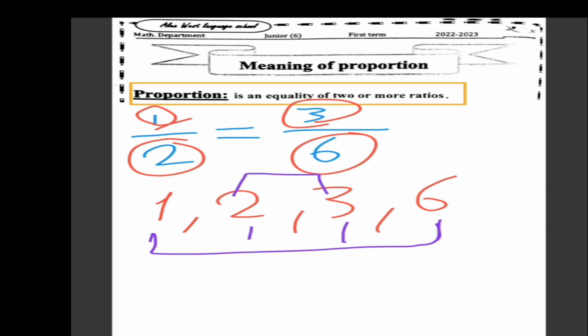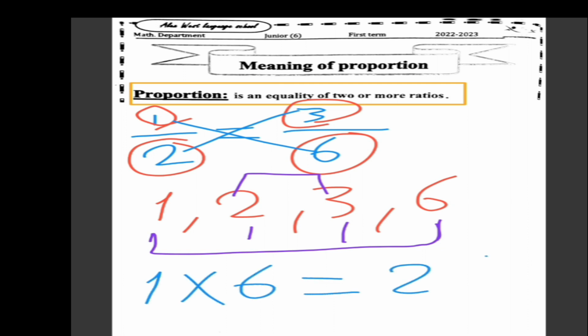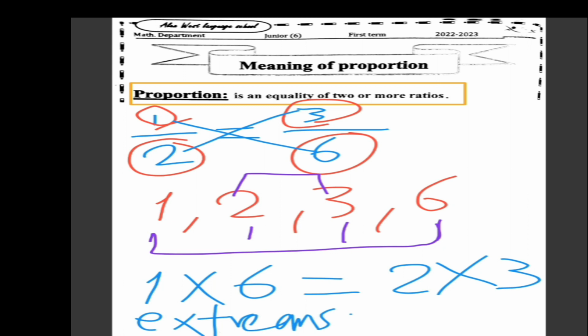We have here a property of a proportion: the product of extremes equals the product of means. If we make a cross here, 1 times 6 equals 2 times 3. So the product of extremes equals the product of means.